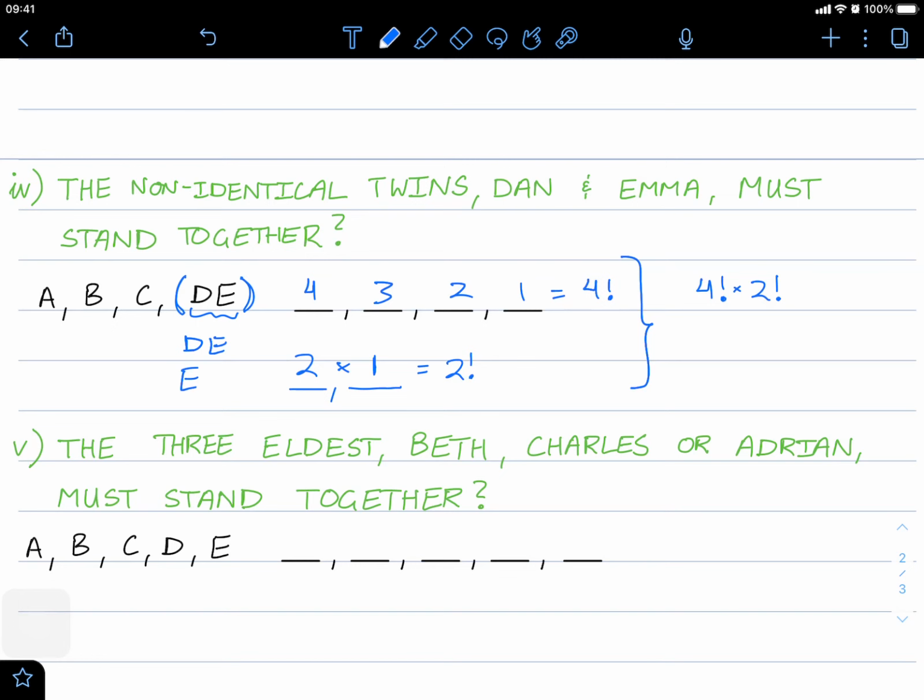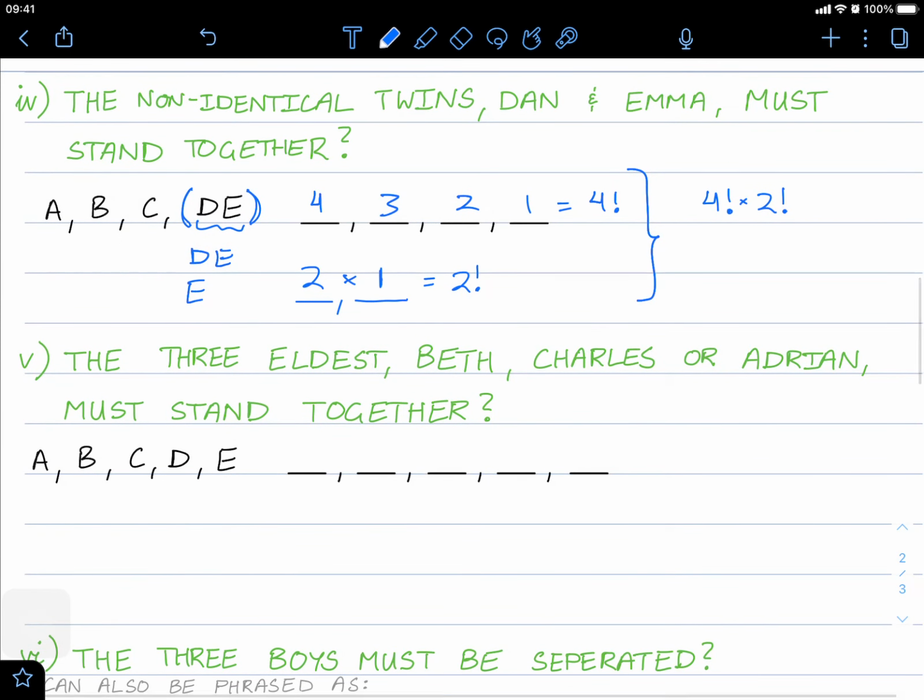I'll demonstrate this one more time before we move into a new video. For the 3 eldest siblings, Beth, Charles, and Adrian must stand together. So similar to the first one, since they must stand together, we smush them together like this, and we treat them as 1 unit. So that's 1, 2, 3 possible options, which also means we only have 3 possible positions we need to worry about.